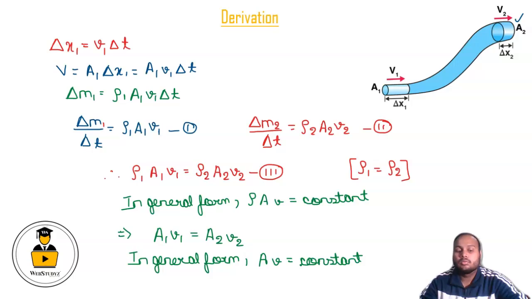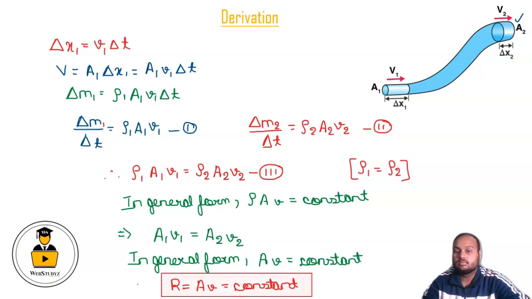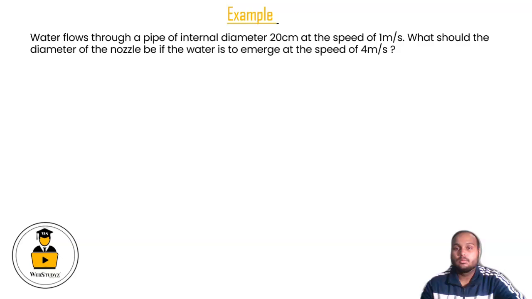So now R is the volume rate of the flow. So this above equation we can represent as R equal to AV, which is equal to constant. So this expression R equal to AV, which is equal to constant, is our equation of continuity basically. Now let us solve a problem.